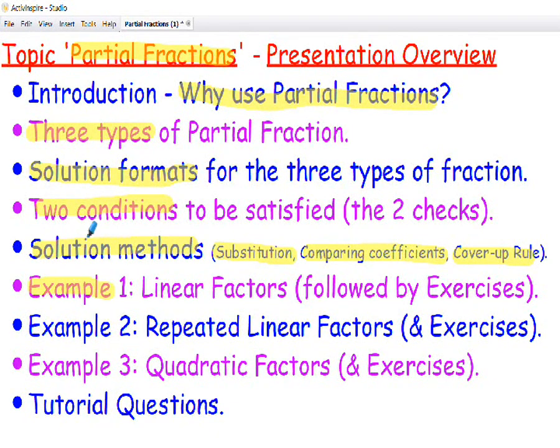Example 1 will involve linear factors, followed by some exercises for you. Example 2 will consider a repeated linear factor problem, followed by some exercises. And example 3 will consider a quadratic factor problem, followed by some exercises. And I'll leave you with some tutorial questions.